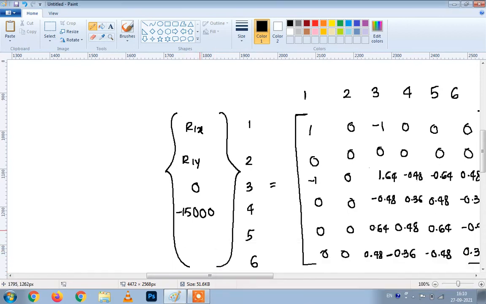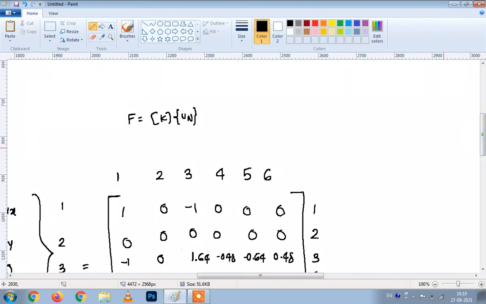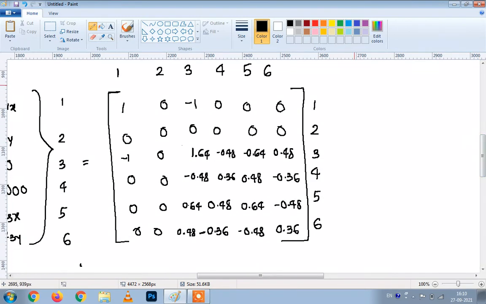At node point number 3 also it is a fixed support. So R3x and R3y. And talking about this U matrix, at each node point we will have two displacements: U1, V1, U2, V2, U3, V3.